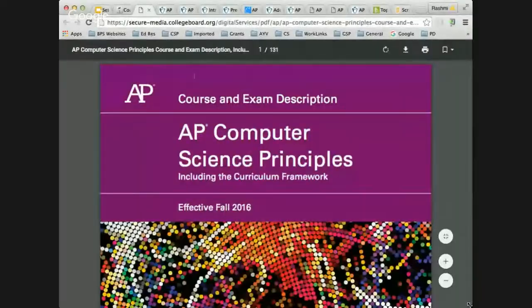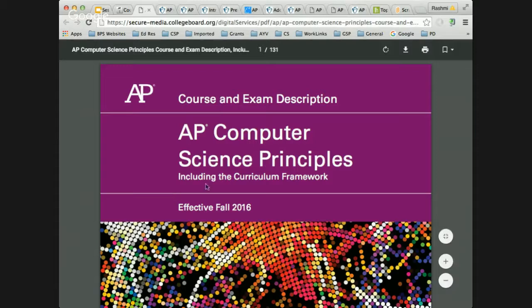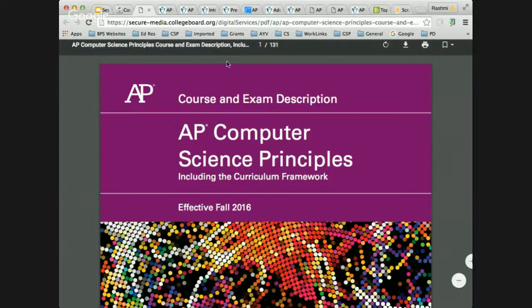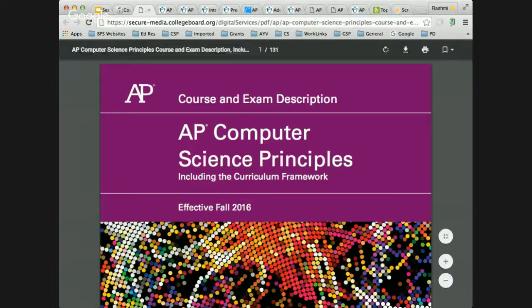And what does it have? It includes these 7 big ideas that focus on creativity, abstraction, data and information, algorithms, programming, the internet, and the global impact. So these are the 7 big overarching ideas that the ABCSV is designed around. There are also 6 computational practices in this course and exam description.